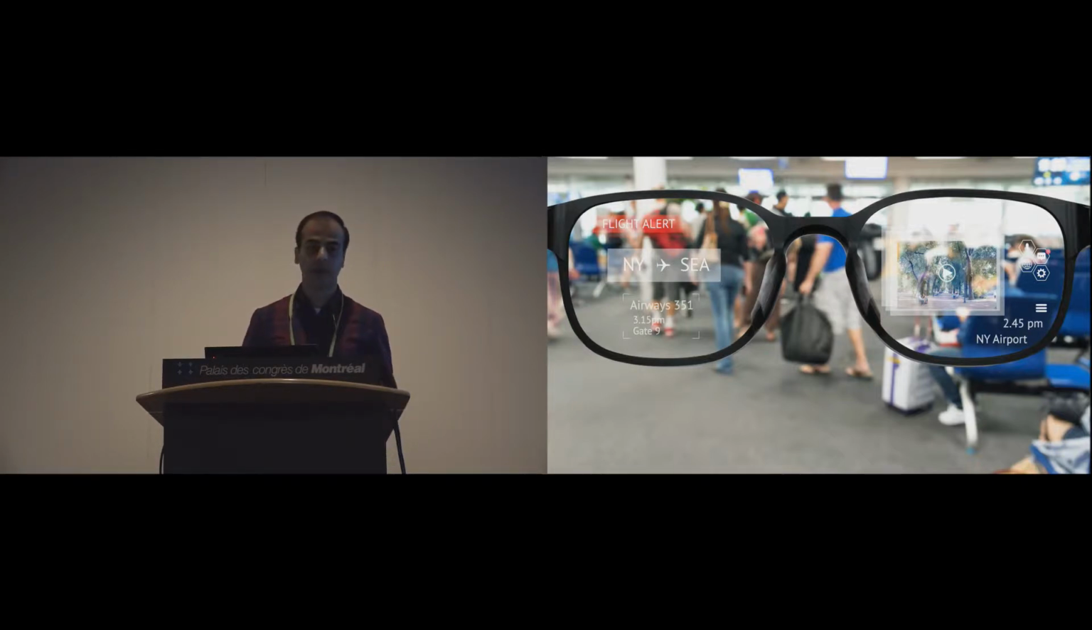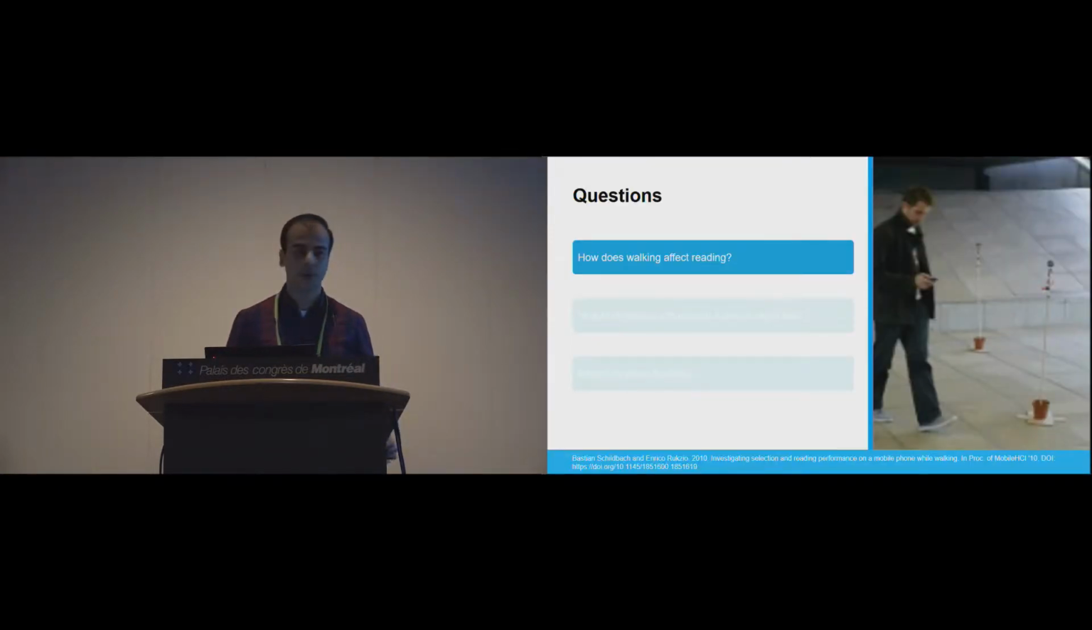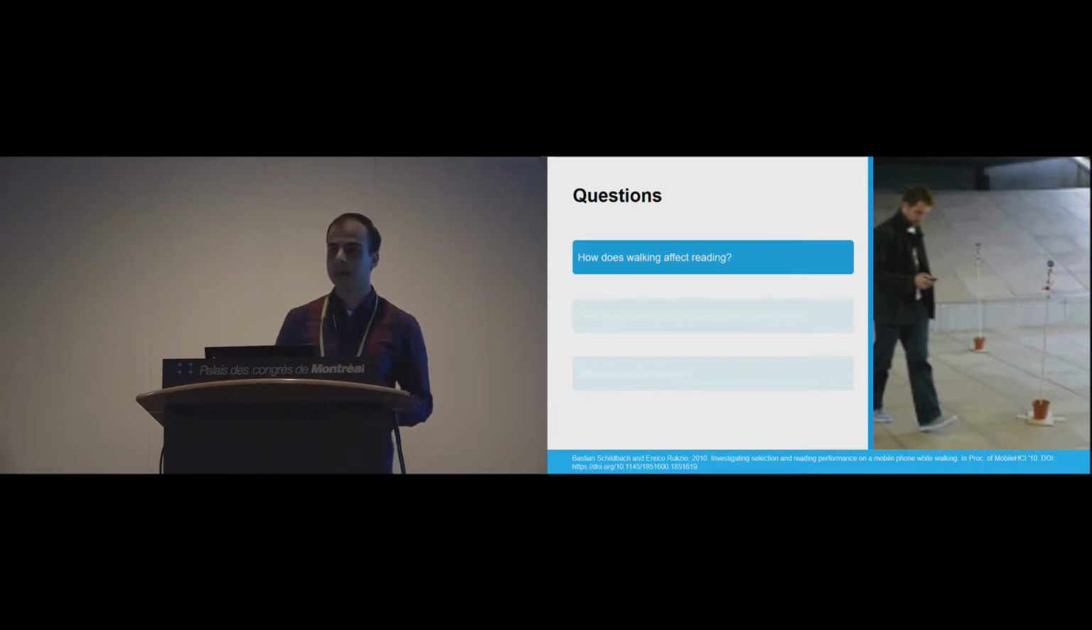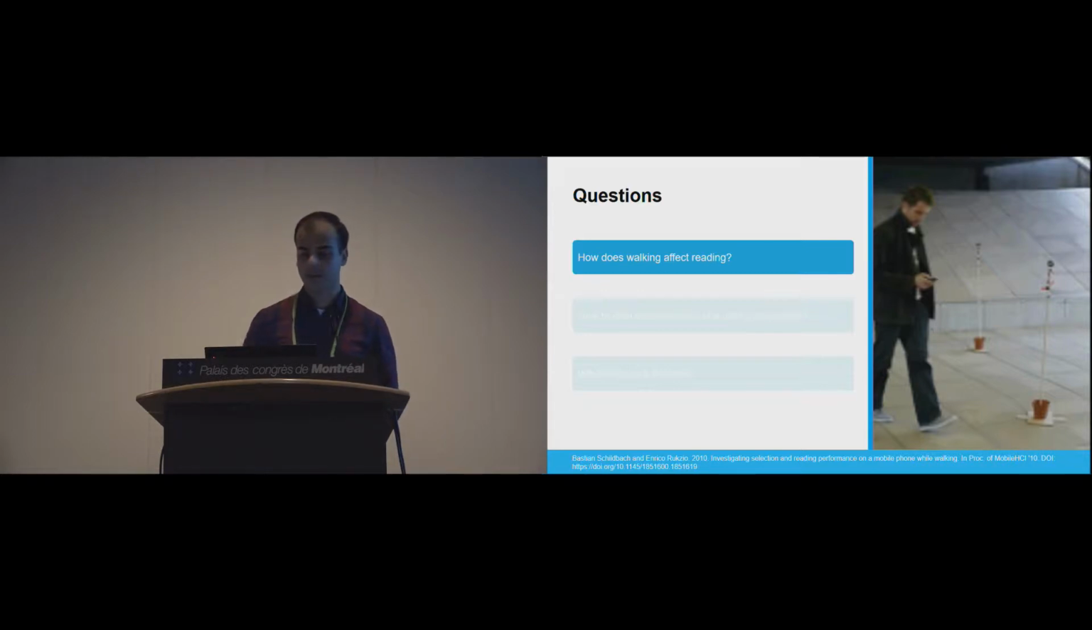However, when designing reading applications for smart glasses, several questions should be considered. The first one: how does walking affect reading? We know from previous work that walking has an adverse effect on reading. It was shown that reading while walking results in lower comprehension and higher workload. However, we don't know if this is still valid for reading on smart glasses while walking.